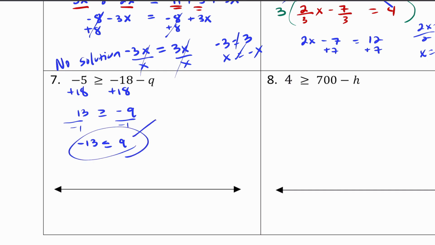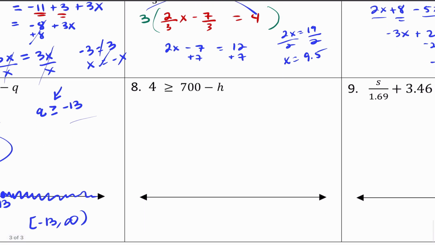But here's the thing, q is on the right-hand side, so we're just going to rewrite this as q is greater than or equal to negative 13. So then since we have negative 13 as our main character, this is a greater than or equal to, so we're going to have a closed dot, and then we're going to shade it to the right. And if you wanted to, we can write the interval. So close bracket, negative 13, comma, positive infinity.